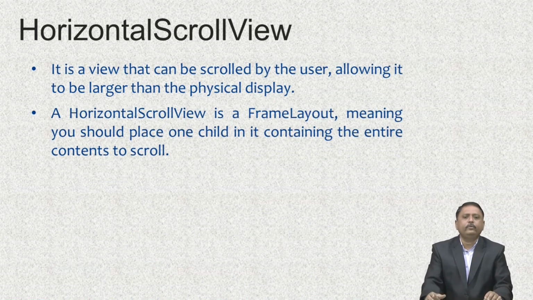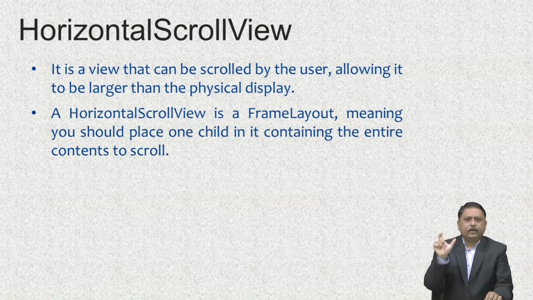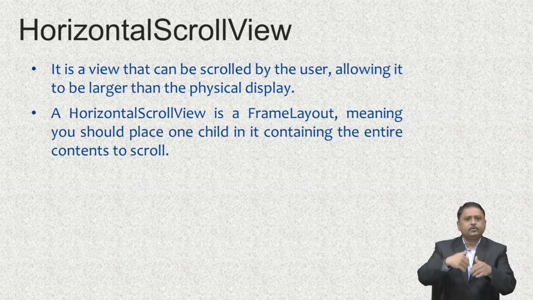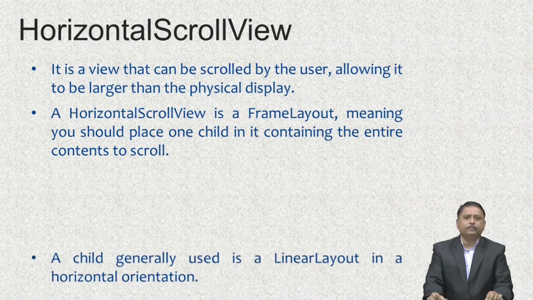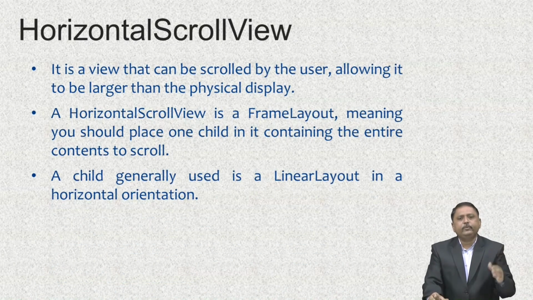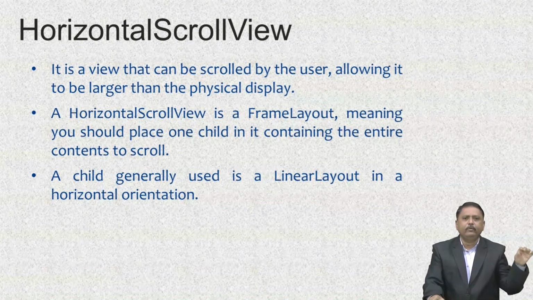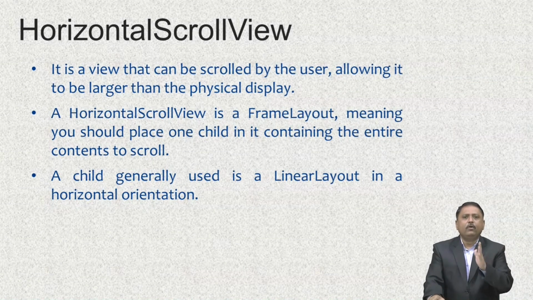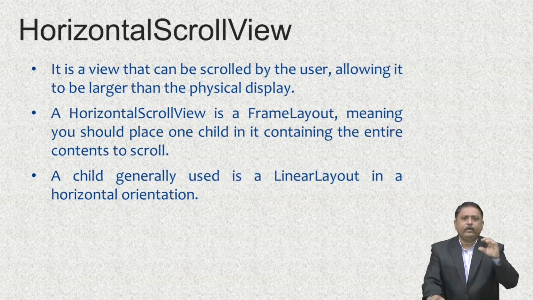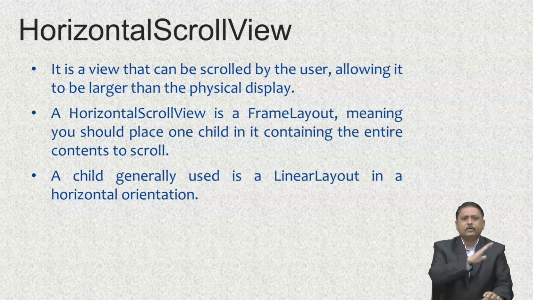A horizontal scroll view is a frame layout, meaning you should place one child in it containing the entire content to scroll. So, there is one child which stores all the views that you want to scroll. A child generally used is a linear layout in a horizontal orientation. Why? Because in a linear layout with horizontal orientation, we can add multiple views that can be scrolled by the horizontal scroll view. So, you get the feel of a gallery that shows multiple views that can be scrolled.